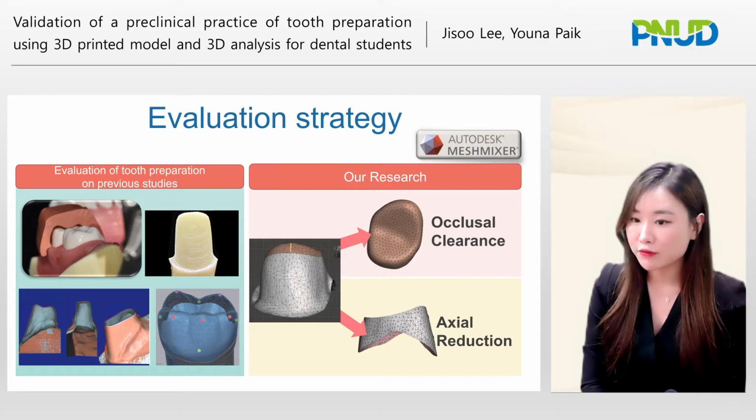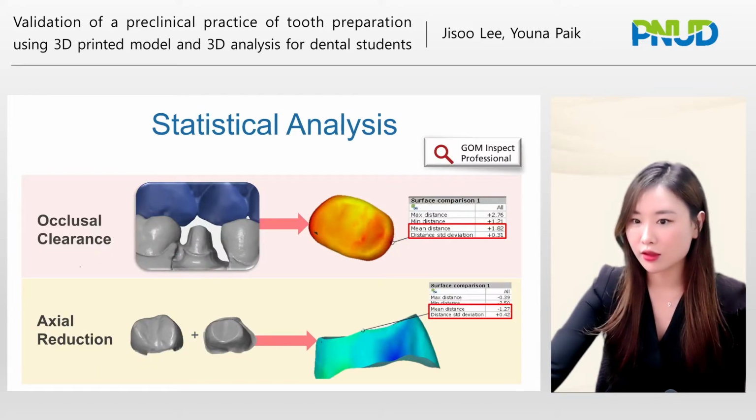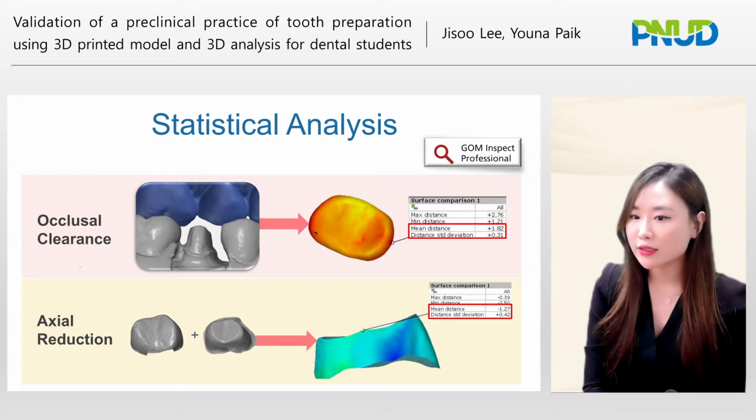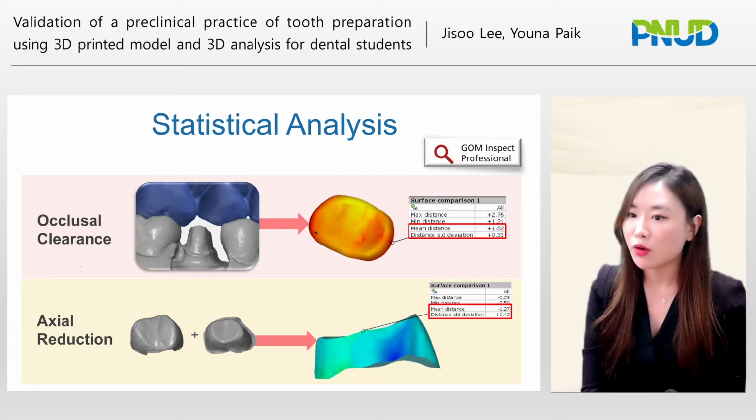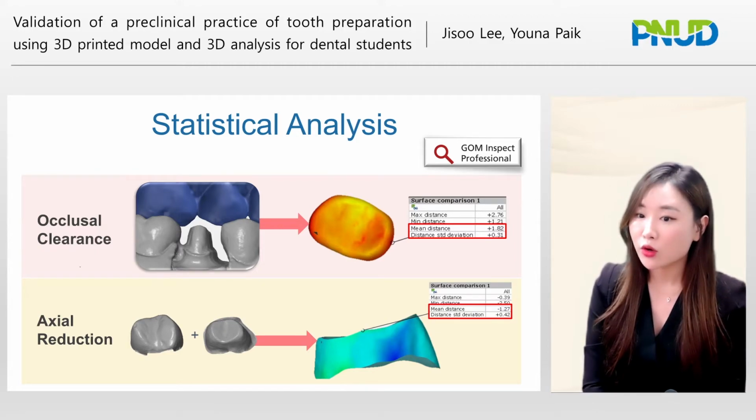The occlusal surface was defined as 1 mm below the occlusal line angle. The axial surface was defined excluding the occlusal surface and 1 mm of marginal area. The occlusal clearance was calculated from around 1,000 points, and the axial reduction was calculated from around 1.5 thousand points. The mean distance and standard deviation were analyzed by GOM Inspect. Results were statistically analyzed by SPSS.